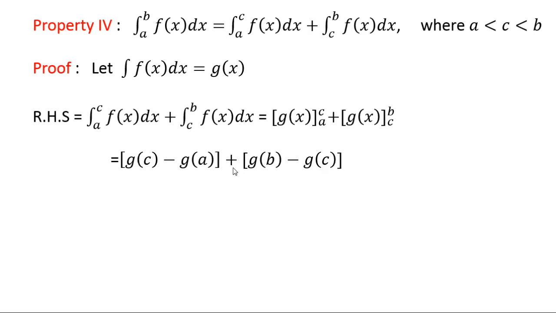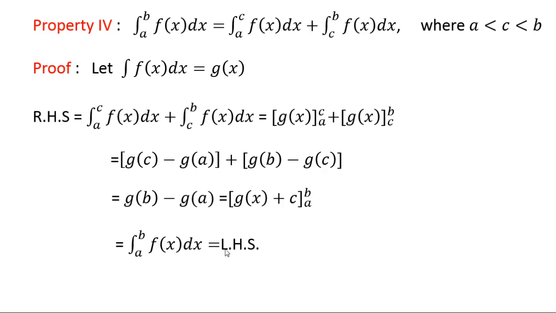Now this bracket is not required because this sign is plus sign. This g of c will get cancelled with this minus g of c, and we get g of b minus g of a, which is the value of left hand side integral. This I can write as g of b minus g of a, and that is equal to the value of integral f of x dx between limits a to b. This is left hand side. We can verify this property.